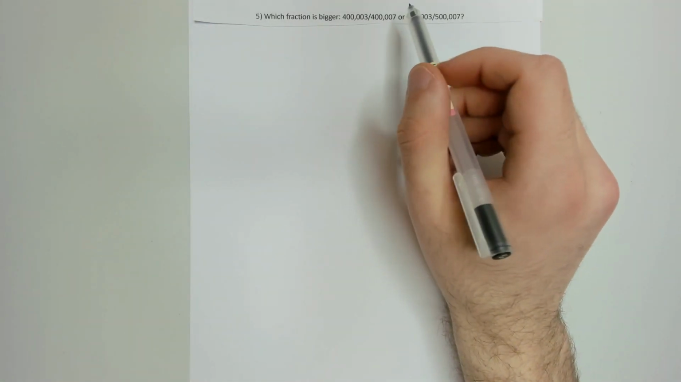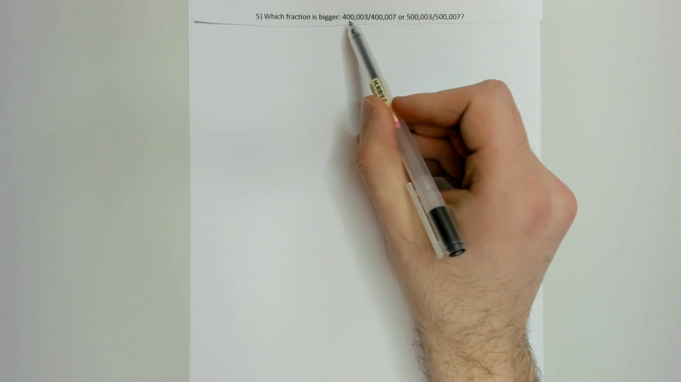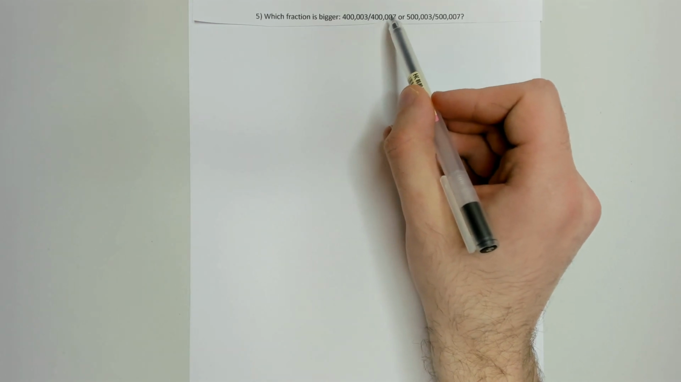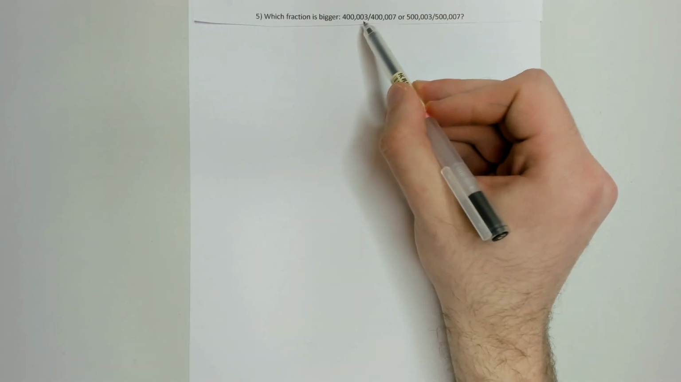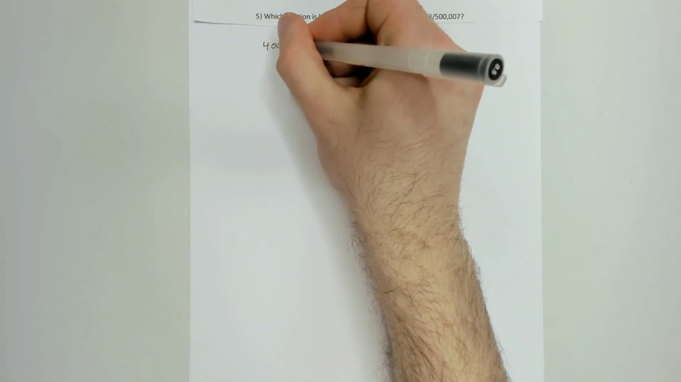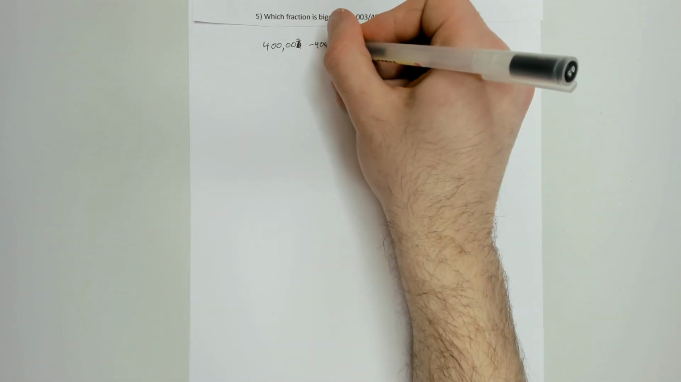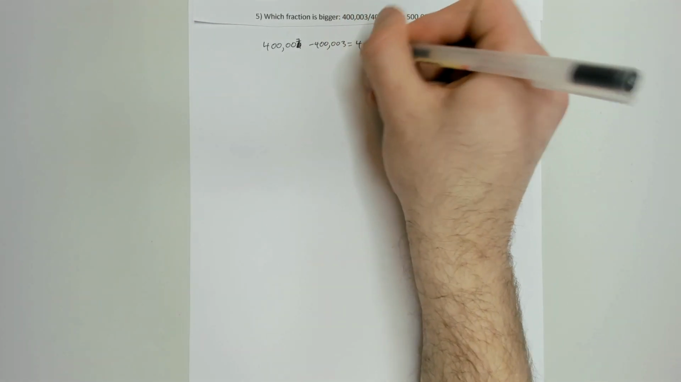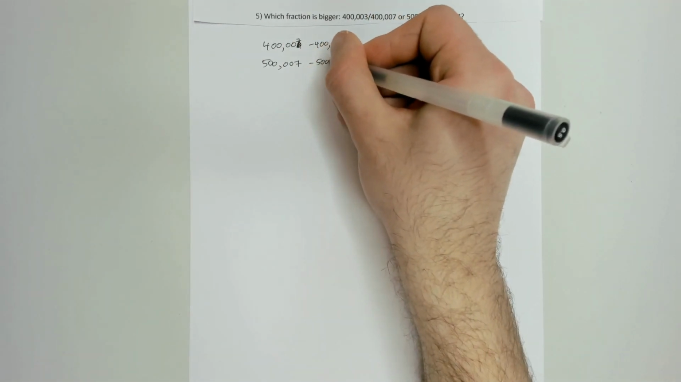So what I'm going to notice is that these two numbers kind of have the same pattern. This is 400,000 with a 3 over 400,000 with a 7. And this is the same thing, except it's just 500,000 instead of 400,000, right? But notice that the difference between the numerators and the denominators is still 4 in both cases. 400,007 minus 400,003, that is 4. And 500,007 minus 500,003, that is also 4.